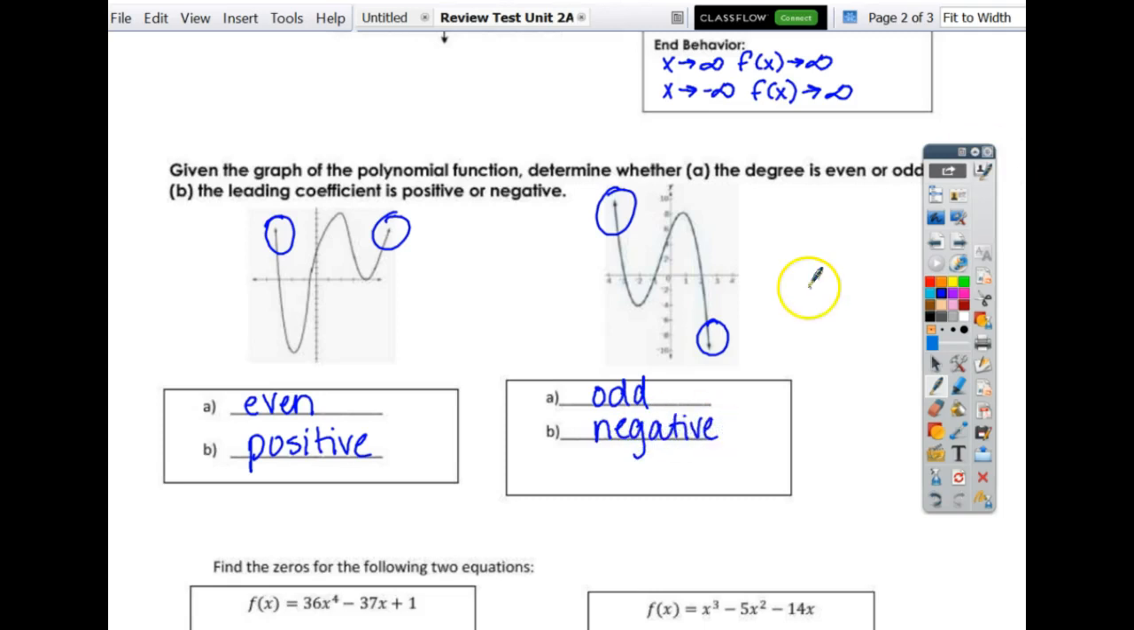If it was odd and positive, it would be down and then up. And if it was even and negative, it would be down and down. This would be even with a negative, and this would be odd with a positive.